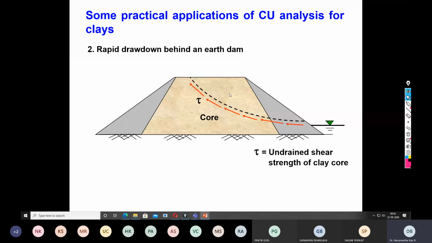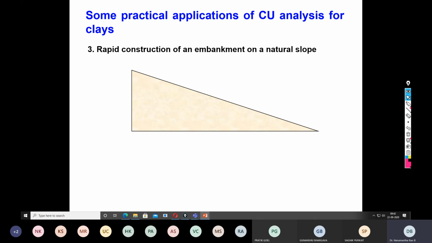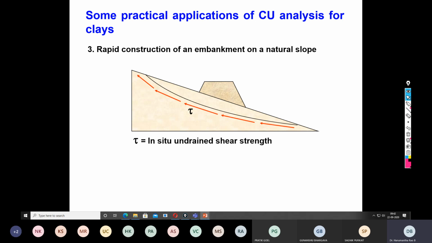And why is it consolidated undrained? Because the embankment is already consolidated. The rapid drawdown will not happen soon after the construction of the embankment; it happens after some time. Then there is rapid construction of an embankment on a natural slope. This also leads to the consolidated undrained condition.